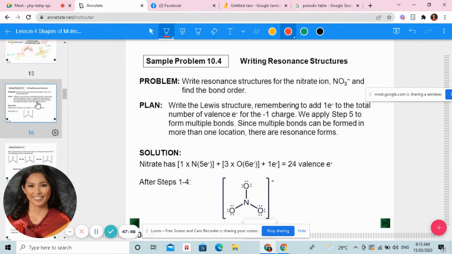Draw the resonance structures for nitrate ion, NO3 minus, and find the bond order. Okay, so let's first calculate how many valence electrons we have. For N, we have 5 times 1, plus for oxygen, how many valence electrons? 6 times how many atoms of oxygen? 3. Okay, are we done?